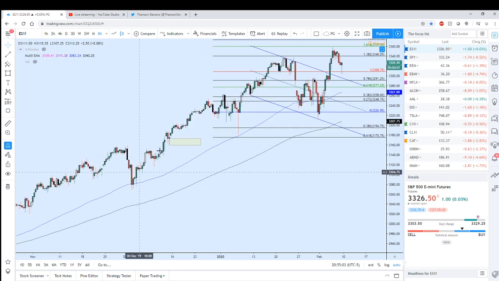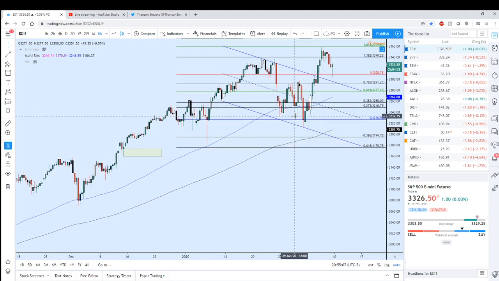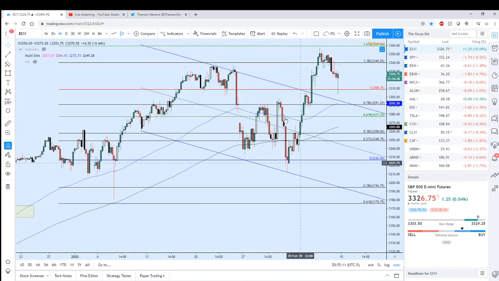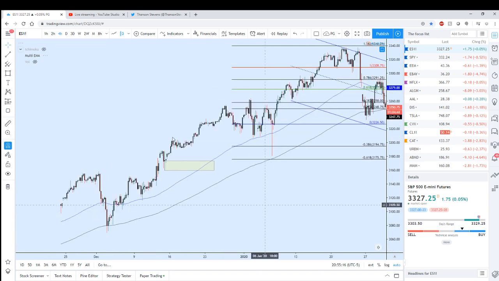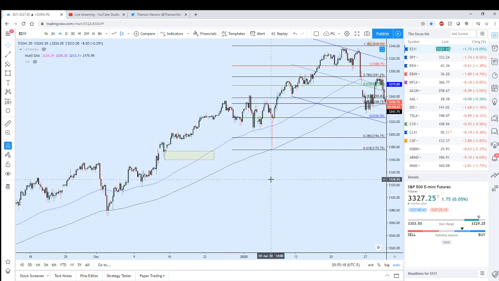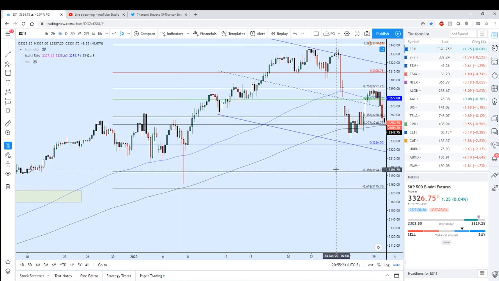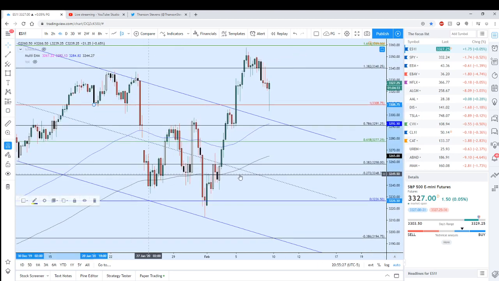Here's ES. It's above the 100 EMA, which is the 4-hour 200 EMA. We go to the 4-hour, it's the 200. So that's why I use the 100. And then on Webull I have the 34 and 50 because they're also lower time frames, 200. Goofy numbers, but they work.